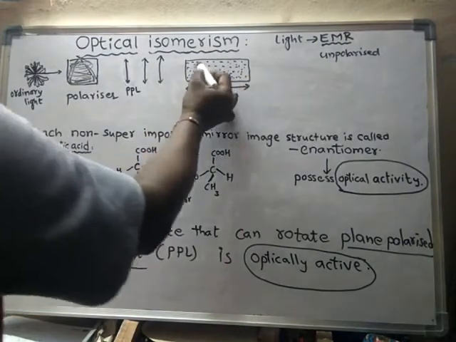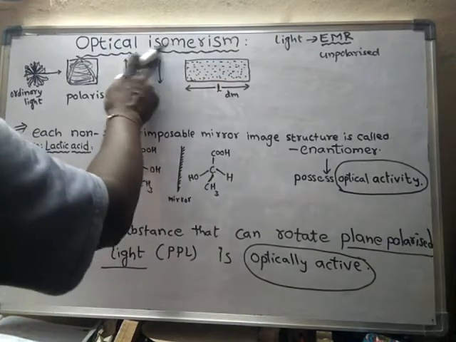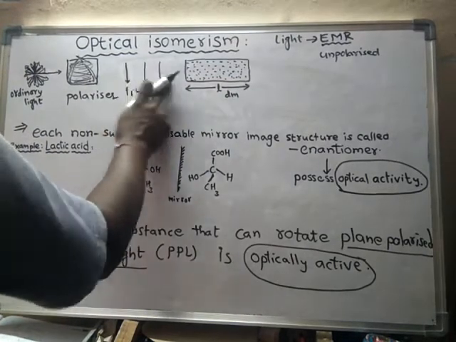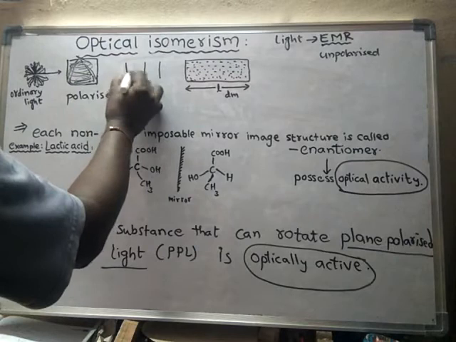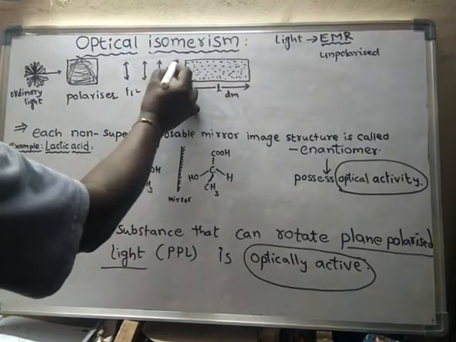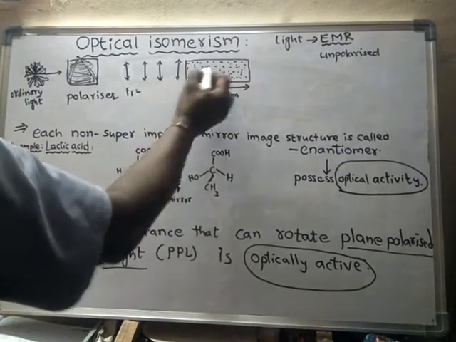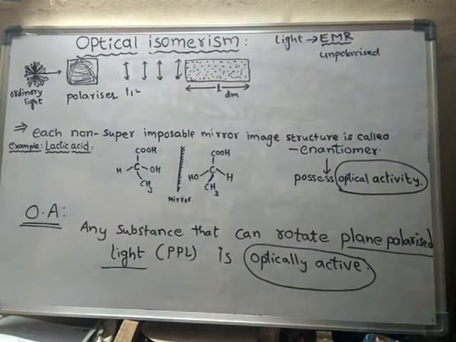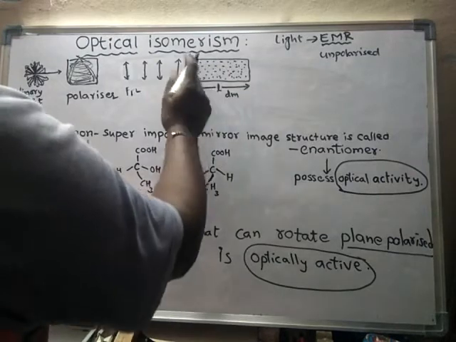So now this is the compound. Now this plane polarized light is allowed to pass through this compound.